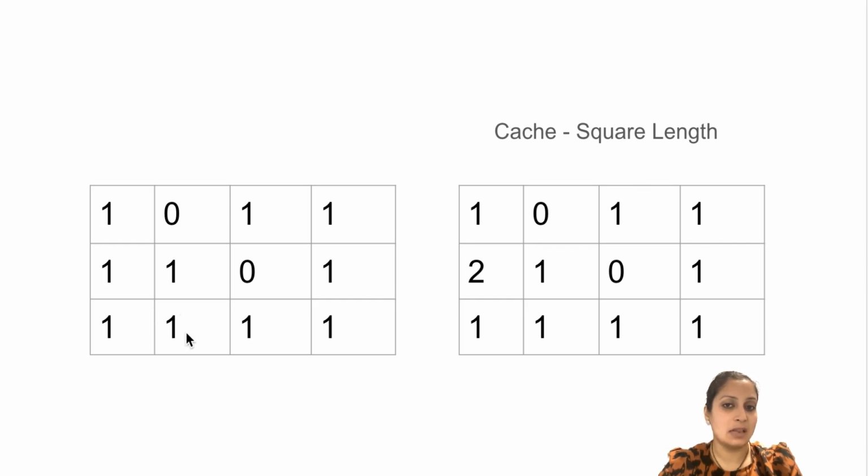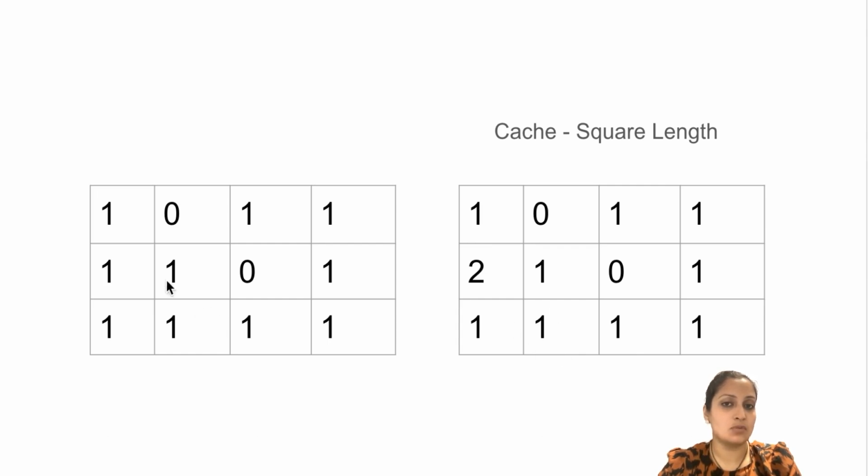Now for this cell, it doesn't have a below neighbor, it doesn't have a diagonal neighbor, it just has a right neighbor. So for the right neighbor, the maximum length square possible is 1. So the minimum of 1 and 0 is 0. So the maximum length square possible is 1 here.